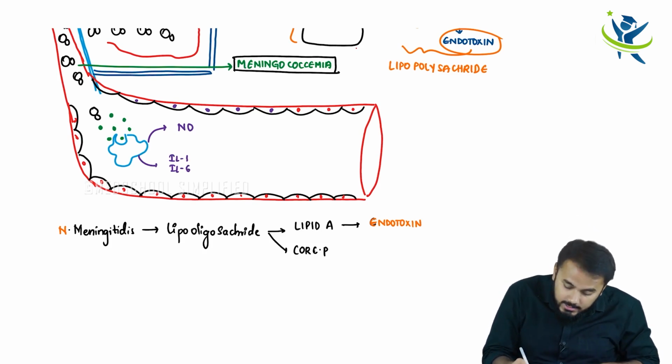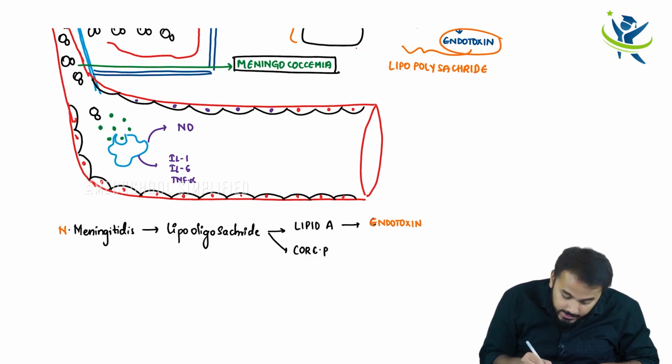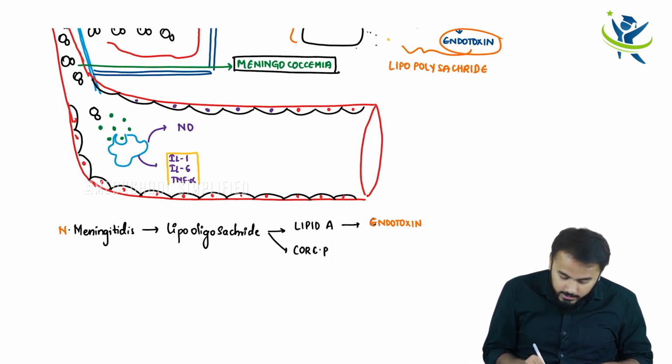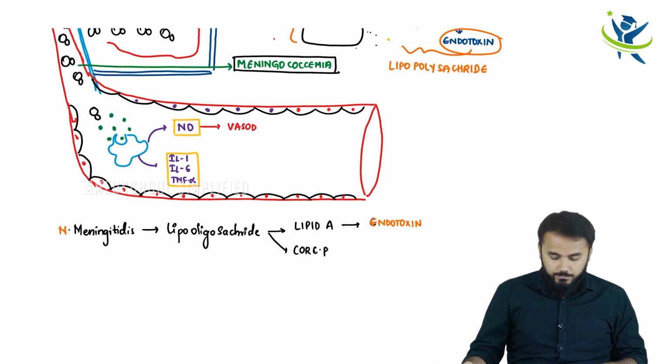What are the two things it is releasing? It is releasing interleukin 1, interleukin 6 and TNF alpha. On the other hand, it is releasing nitric oxide. And all of you should know one thing, that nitric oxide will cause vasodilation.